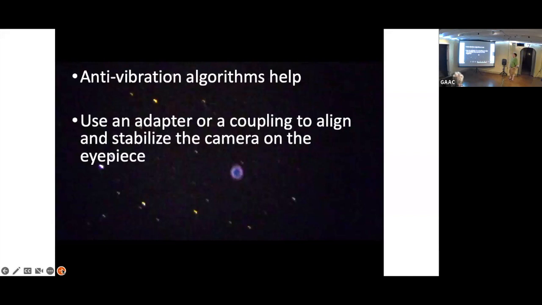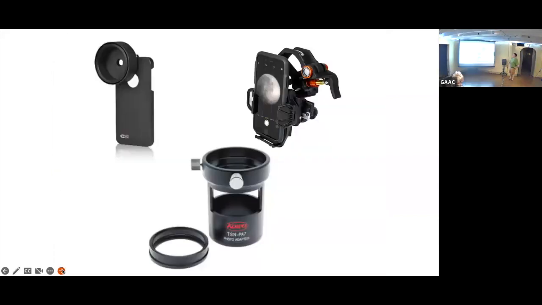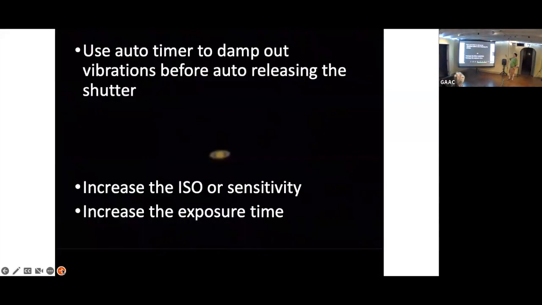The other thing is you can use an adapter or a coupling to align and stabilize the camera. These are three different kinds. The top two are obviously for iPhones. One you put your iPhone in, and it fits right over the eyepiece, and the other grabs the eyepiece and allows you to adjust and maneuver it. It's quite nice. It's a little pricey, but it'll get you there. I have something similar to the one at the bottom that I put on a small digital camera, and that works pretty well. You use an auto timer to damp out the vibrations before releasing the shutter.